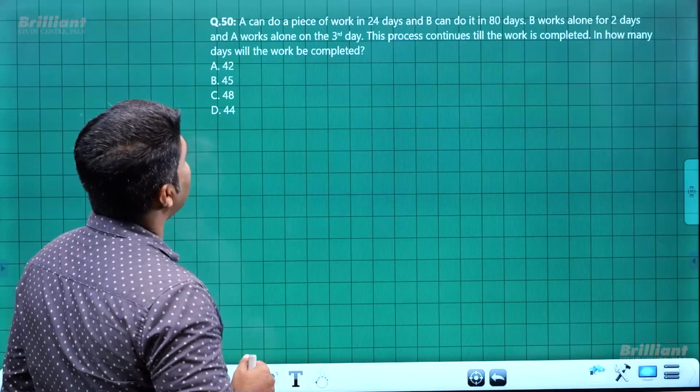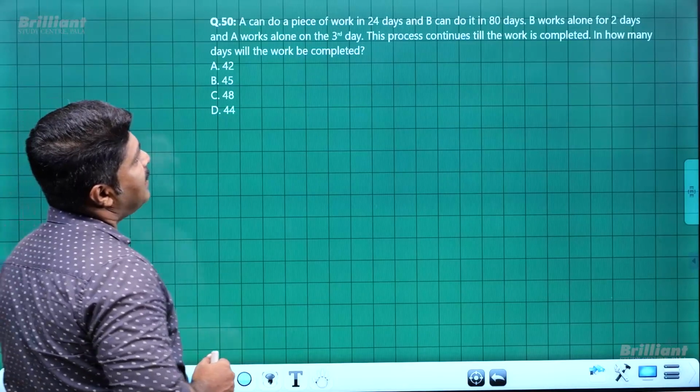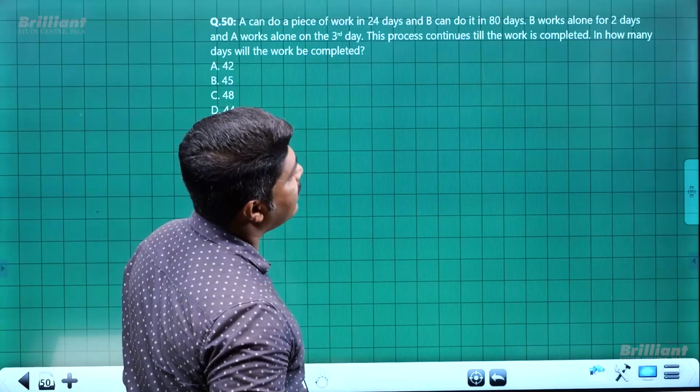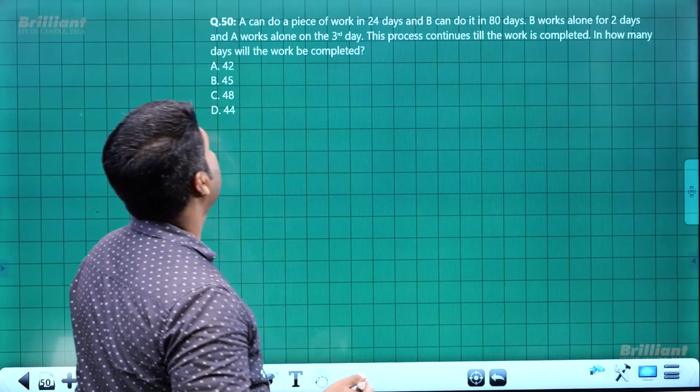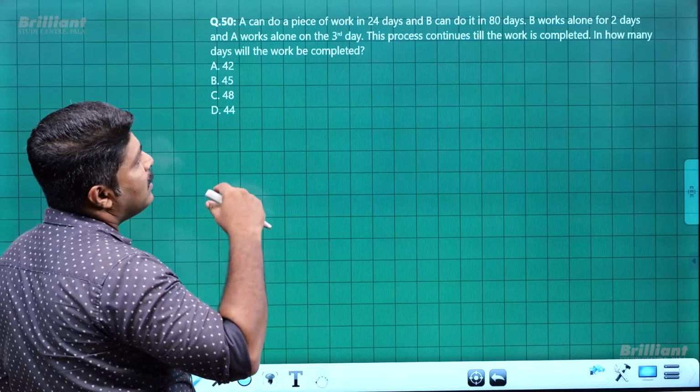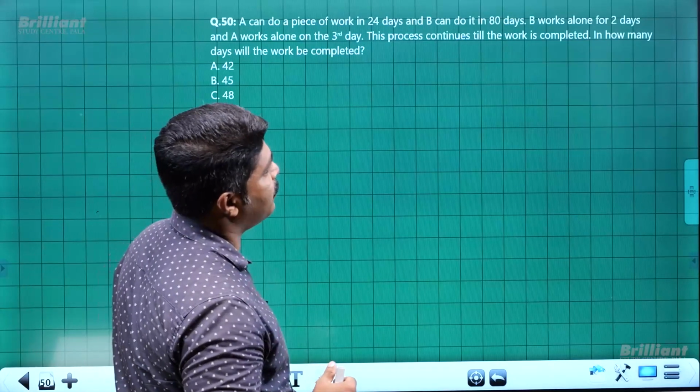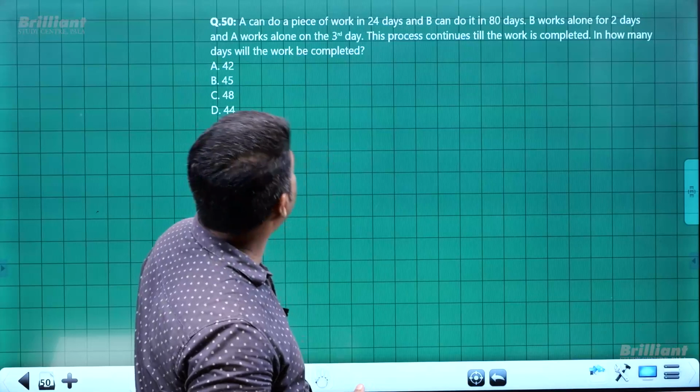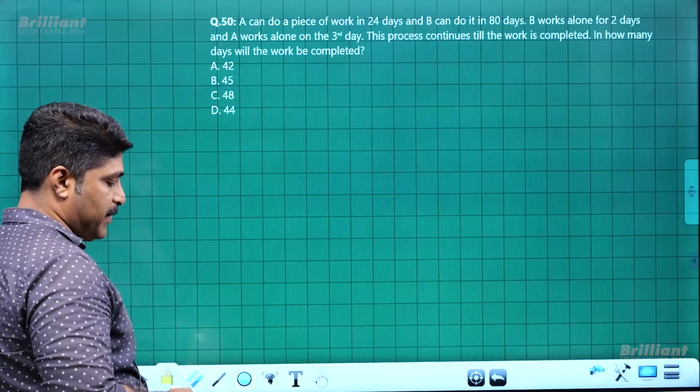And there's a final question. A can do a piece of work in 24 days. B can do it in 80 days. B works alone for 2 days, and A works alone on the 3rd day. This process continues till the work is completed. In how many days will the work be completed?